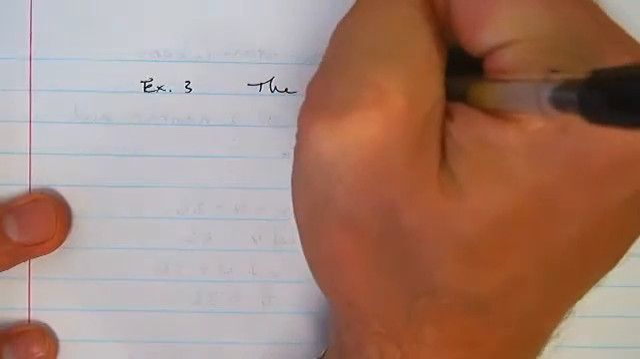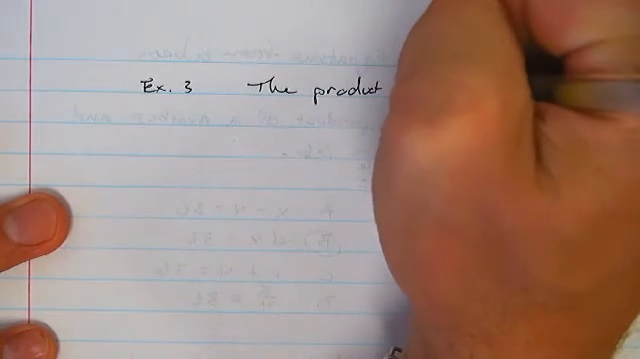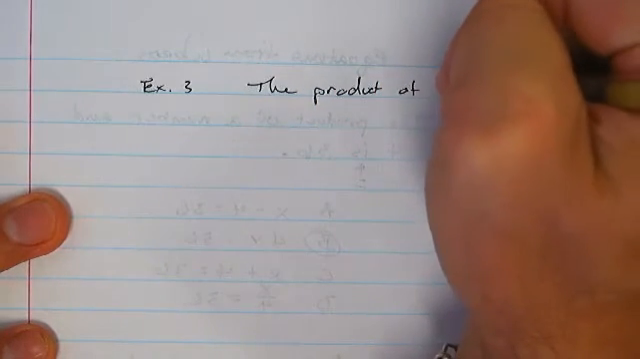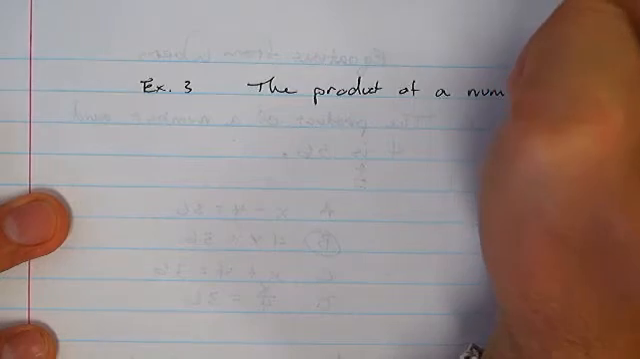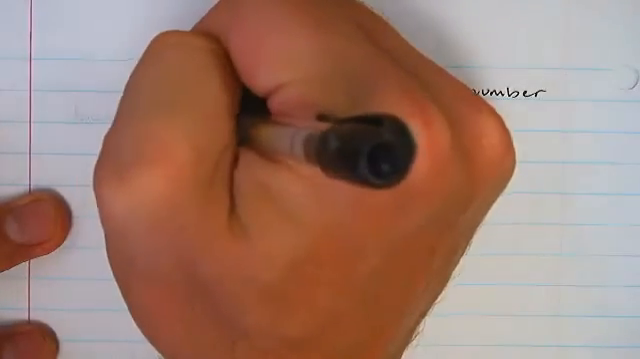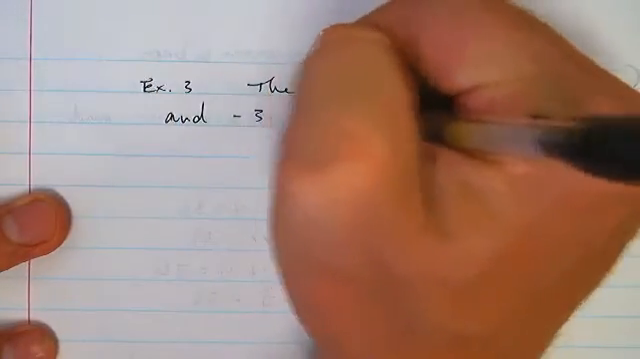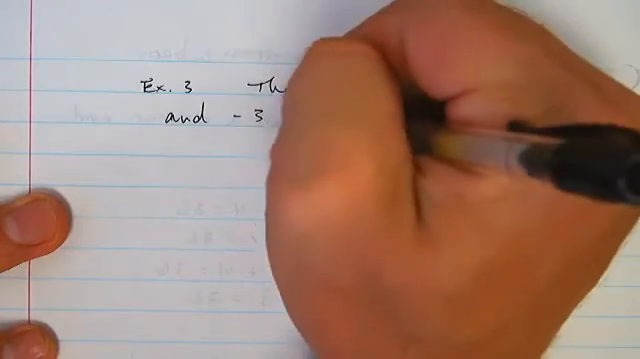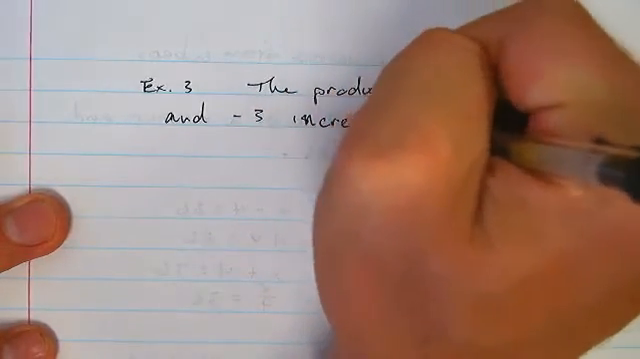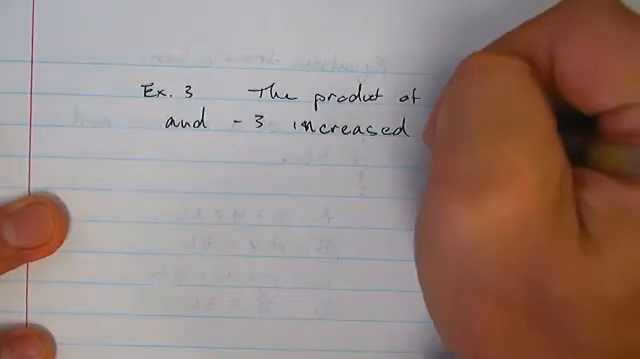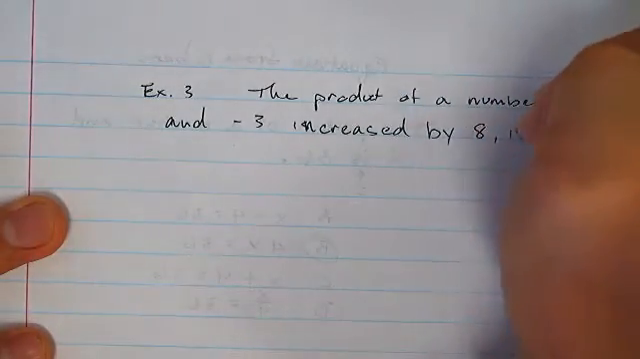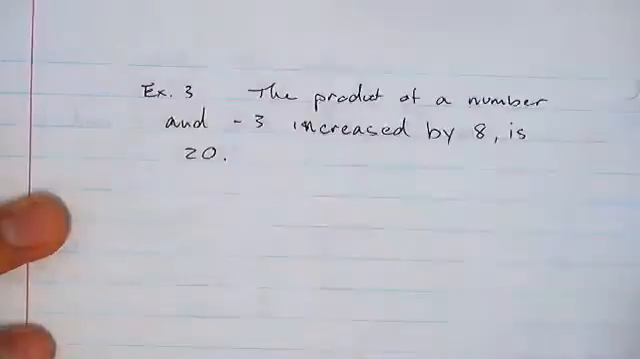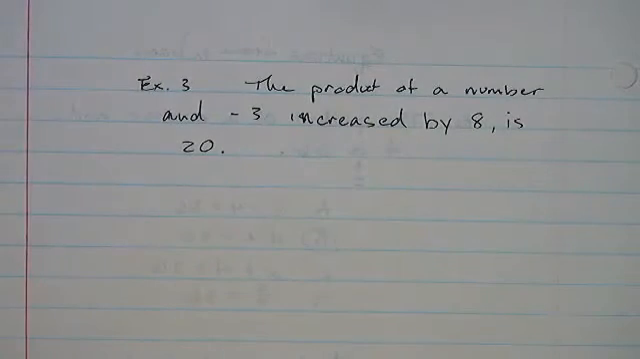So we've got example 3. The product of a number and -3 is increased by 8 is 20. Okay, so we should see two things happening now.